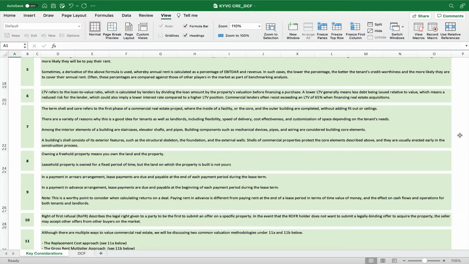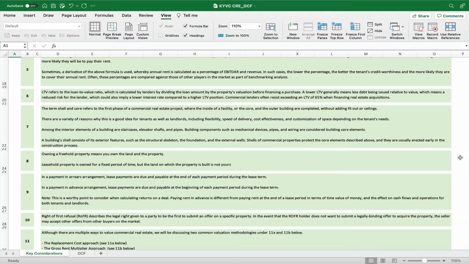The core includes the staircases, the elevator shafts, as well as mechanical devices and wiring. The shell, on the other hand, pertains to the exterior features. So the shell pertains to the structural skeleton of a building, its foundation, external walls. The shell of a commercial property protects the core elements of it. And these are usually done early on in the construction process.